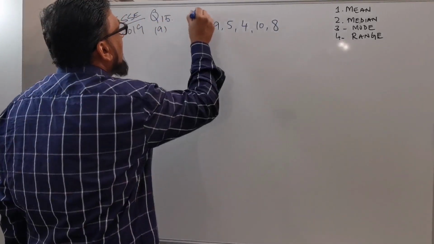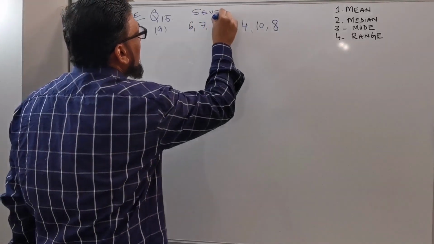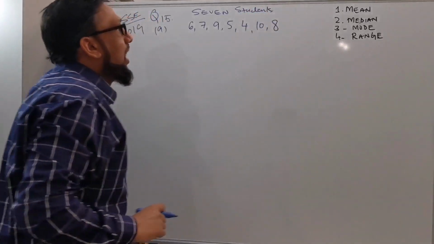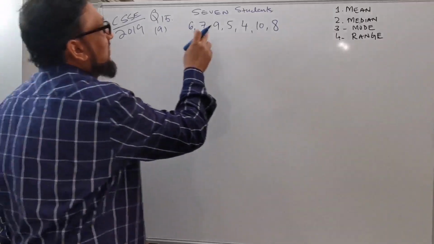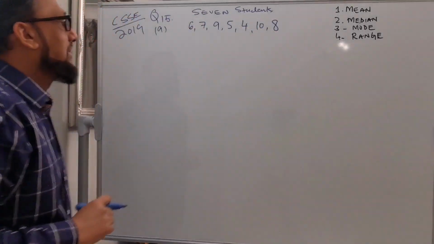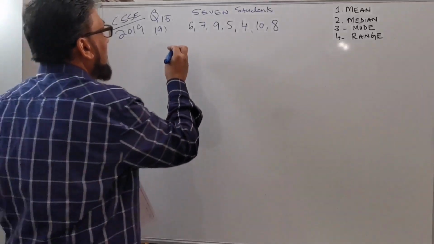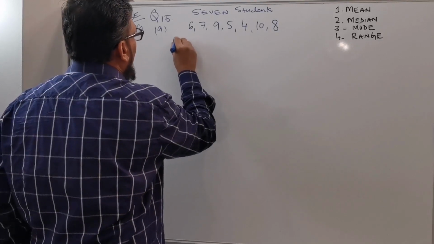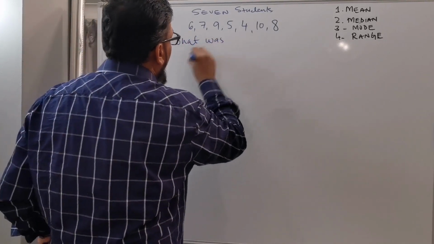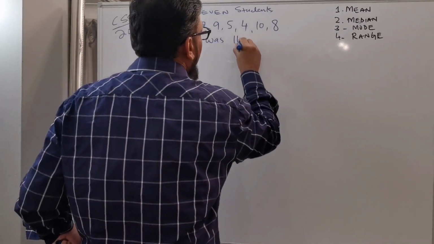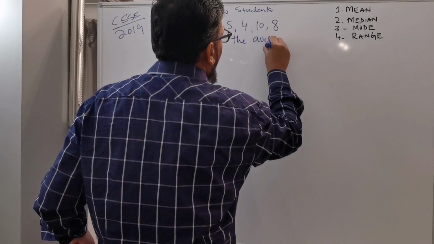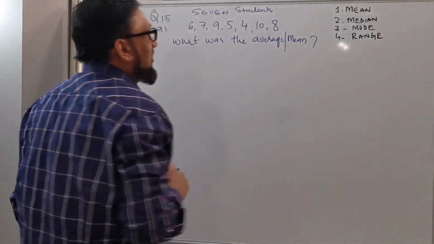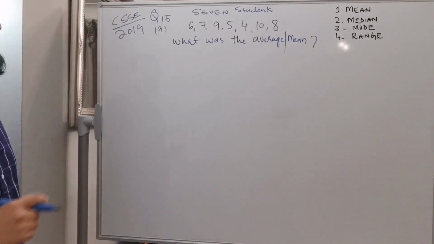So there are 7 students, and their marks are 6, 7, 9, 5, 4, 10, and 8. The examiner asks, what was the average mark? Average means mean. So he's asking, find out the mean for these marks.